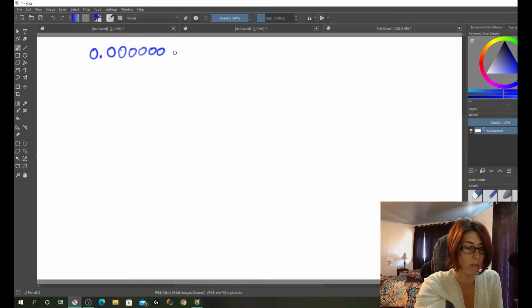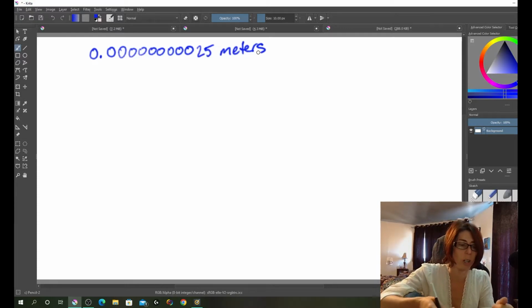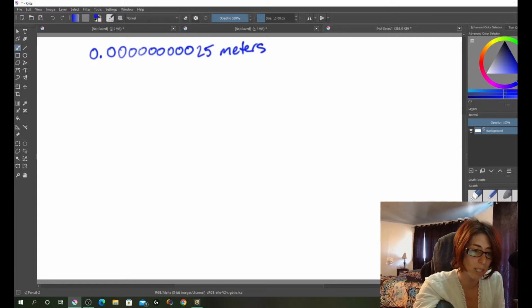0.00000, we just have lots of zeros, 25 meters. Now this is some kind of a measurement of some kind of tiny particle, and I want to rewrite this in scientific notation. So remember step 1. Let's go back to our steps.